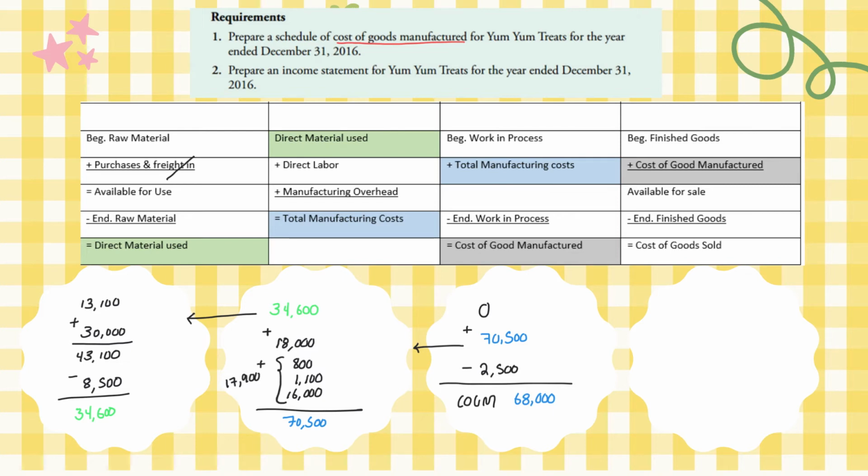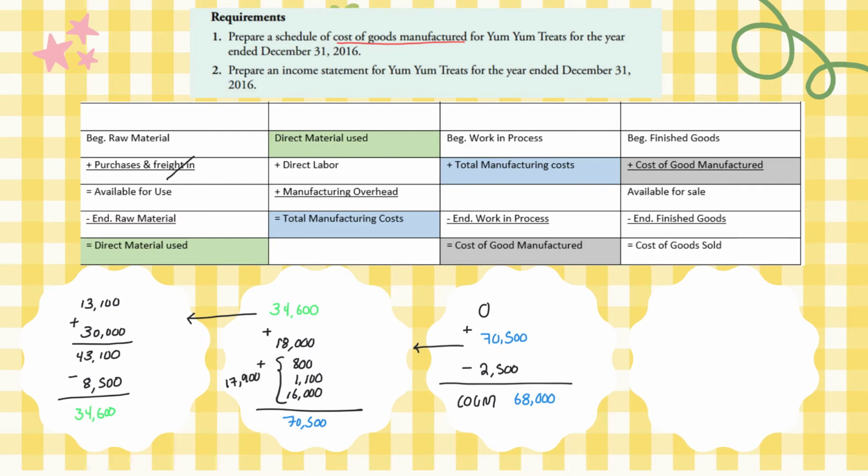Now requirement number 2, he's asking to prepare an income statement for the year ended December 31st, 2016. So in the income statement, I'm going to use the multi-step income statement in which we start with sales revenue. I'm going to subtract cost of goods sold. Then I'm going to get gross profit less operating expenses. I'm going to get operating income.